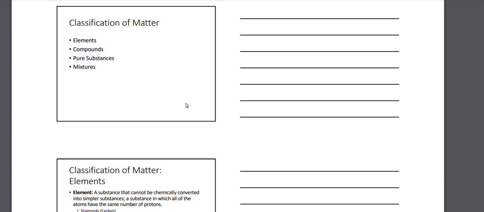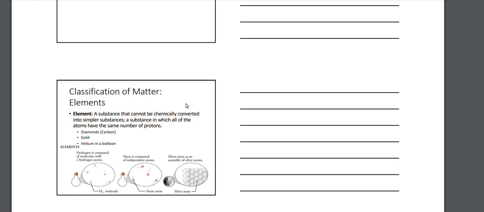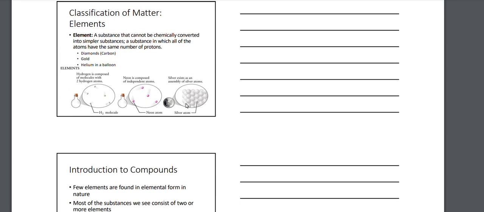In terms of classification of matter, we will talk about elements, and then once we understand elements, which is going to be a quick review from what we talked about the last lecture, we'll talk about compounds, pure substances, mixtures, and I will also try to explain how you are able to differentiate between each one of these, and how you can tell which one is an element, which one is a pure substance, and which one is a compound.